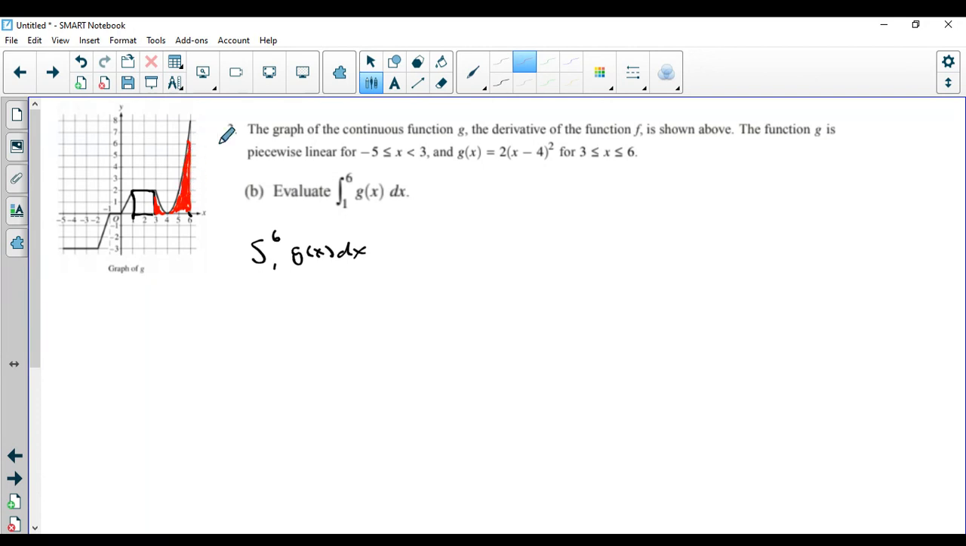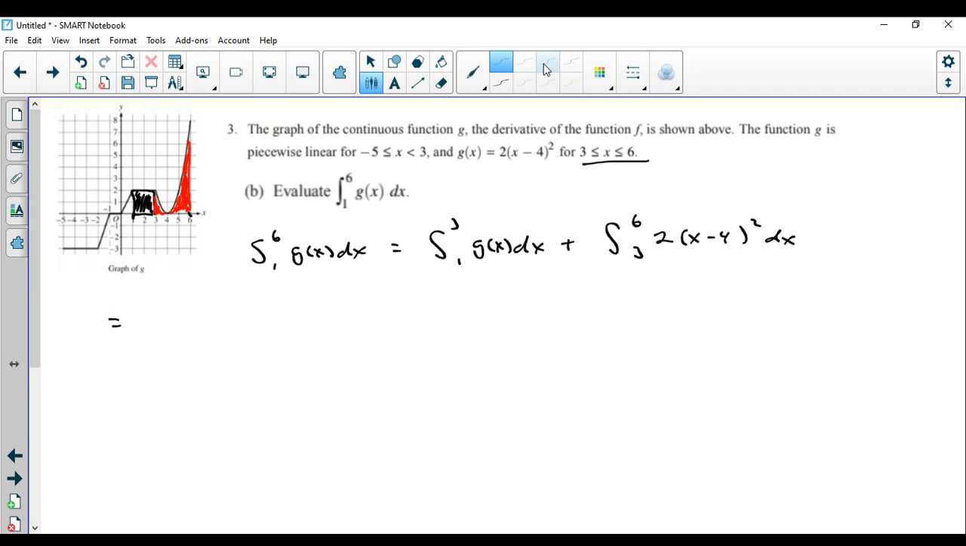Remember, this is a non-calculator question. I don't know why I'm coloring these in, but why not? So the first step I would do is probably break this up. Write this as the integral from 1 to 3 of g of x dx plus the integral from 3 to 6 of g of x dx. But remember, on the interval 3 to 6, g of x is this, so I'm actually going to put in what it's equal to.